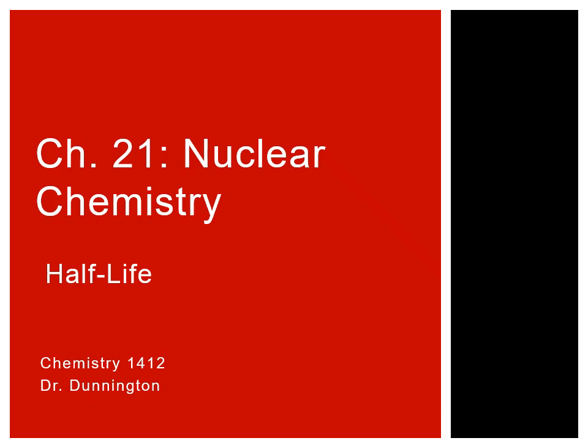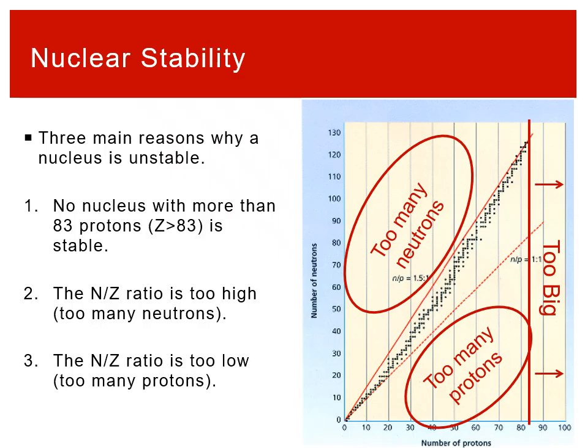Now we want to look at some applications of nuclear chemistry, and we're going to start with half-life. To make sure we're on the same page, what we're interested in is this idea of nuclear stability. We know that nuclei can have a certain number of protons and neutrons, but there are only a small number of possible combinations that lead to stable nuclei. When we say stable nuclei, it means they don't spontaneously fall apart.